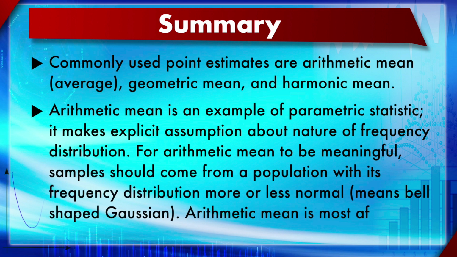Arithmetic mean is an example of a parametric statistic. It makes explicit assumptions about the nature of the frequency distribution. For arithmetic mean to be meaningful, the samples should come from a population with a frequency distribution more or less normal, that means bell-shaped Gaussian. Arithmetic mean is most affected by the outliers, extreme values, while harmonic as well as geometric means are less affected by outliers. But if you go with a non-parametric tool like median, which I am going to explain later, it's not at all affected by the outliers.